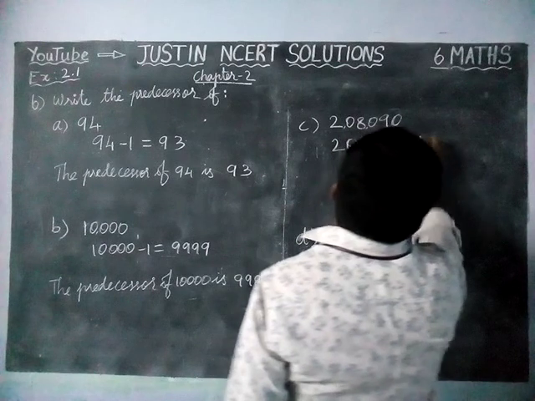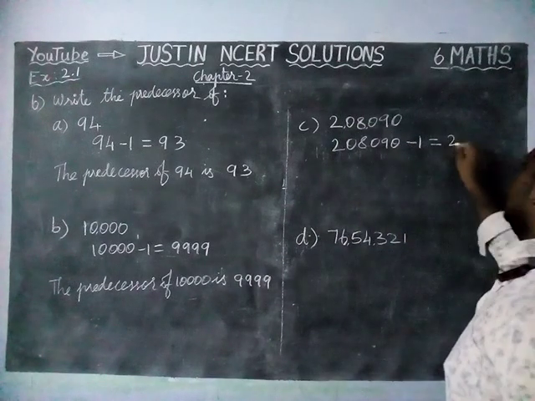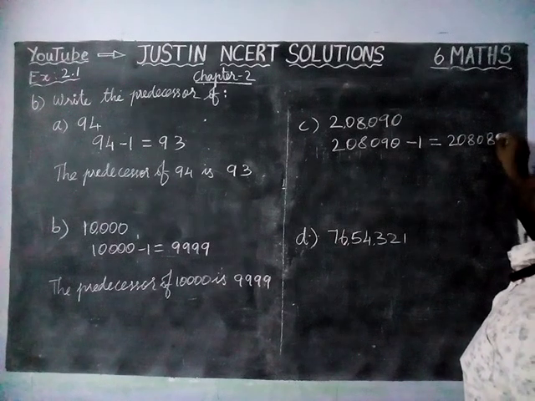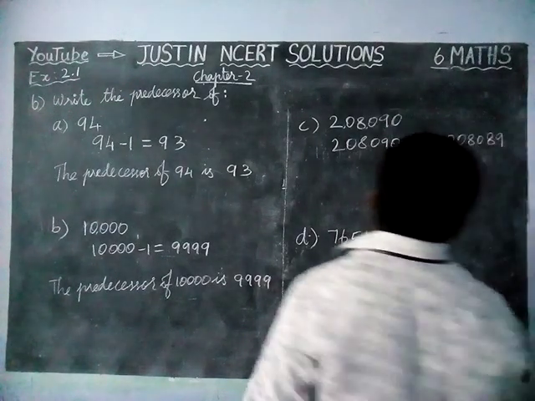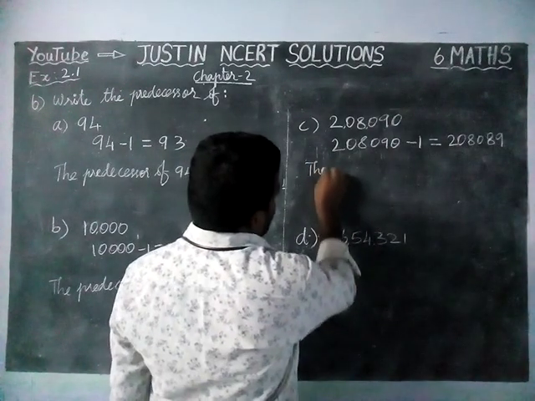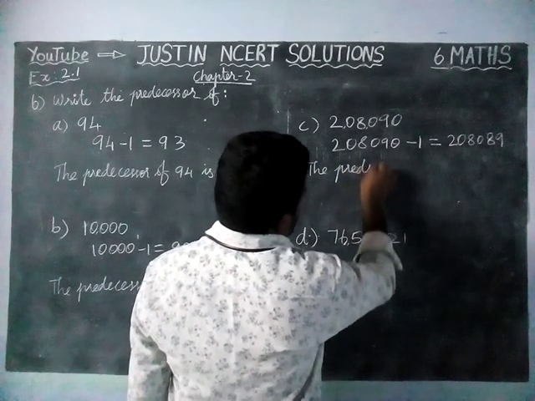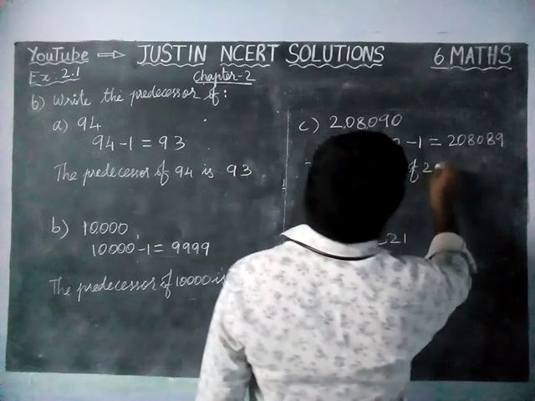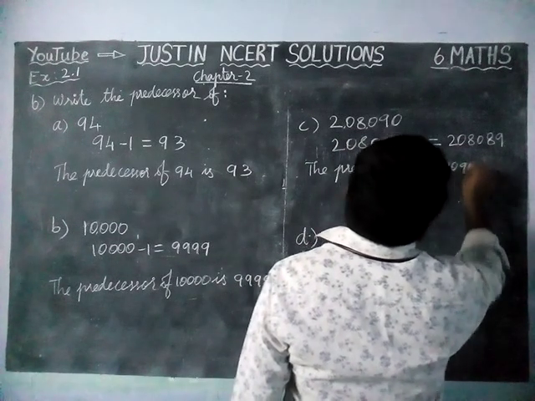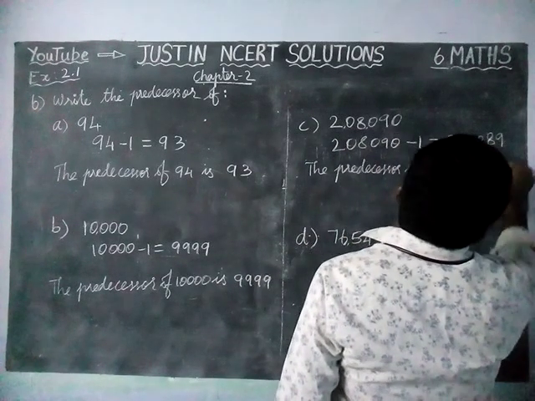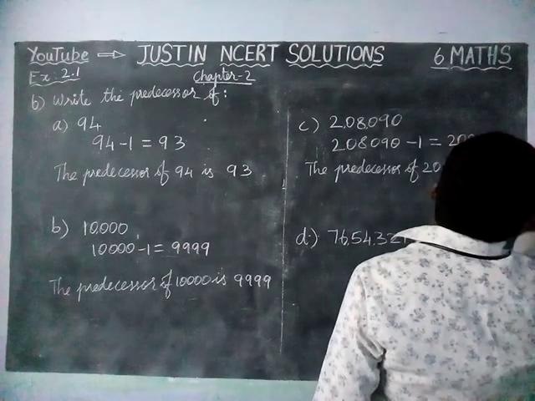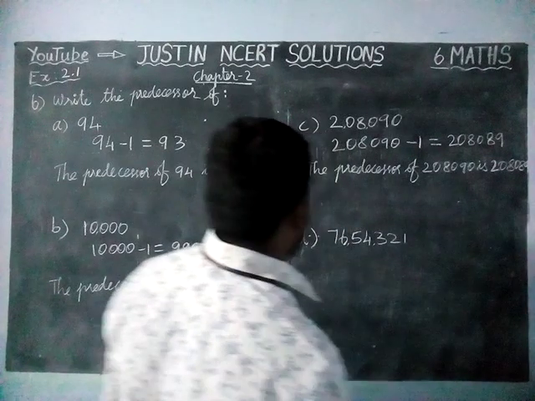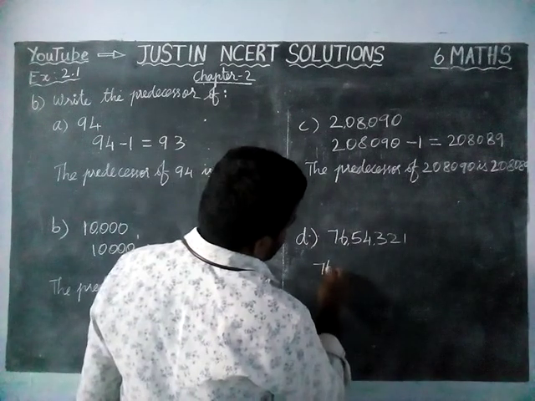Next, 2,08,090 minus 1 is equal to 2,08,089. The predecessor of 2,08,090 is 2,08,089.